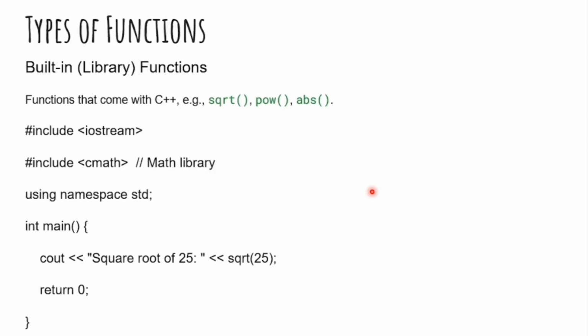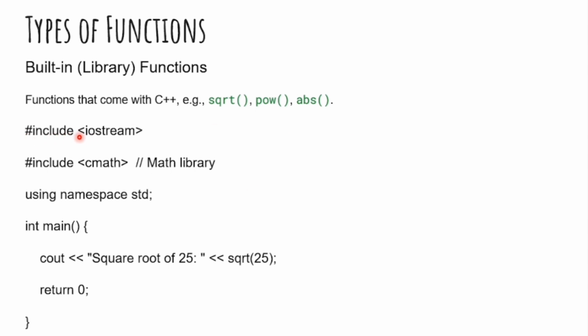There are two flavors, two types of functions: built-in type and user-defined types. Built-in type functions are the functions that are predefined. We don't need to define them. They are already available in the C++ language, which is known as predefined, or built-in functions.